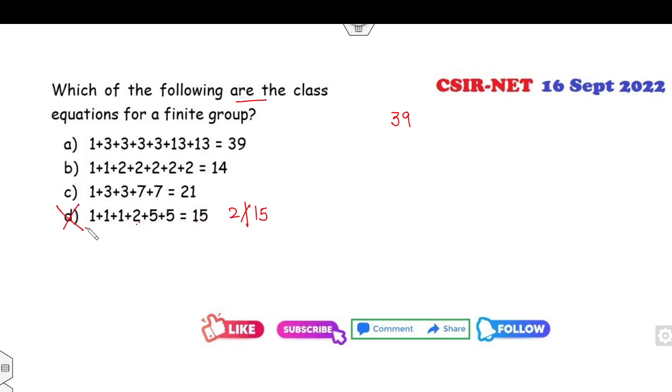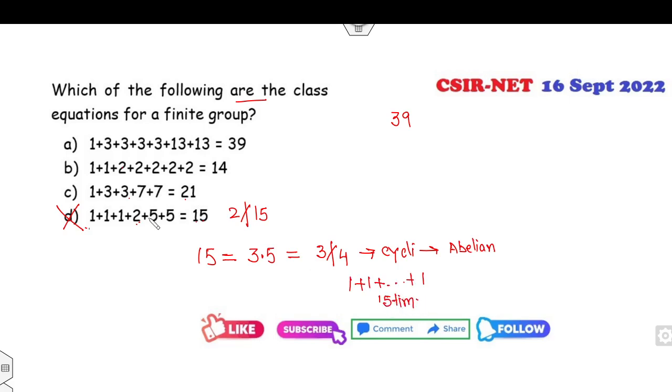So this option is cancelled. Fine. 3 divides, 7 divides, 1 and 2 divides, 3 and also. You can also discard 15 by another way. 3 into 5. So 3 doesn't divide 4 minus 1. That means the group is cyclic. If the group is cyclic, that means this group is abelian. So if the group is abelian, the only class equation will be 1, 1, 1. How many times? 15 times.